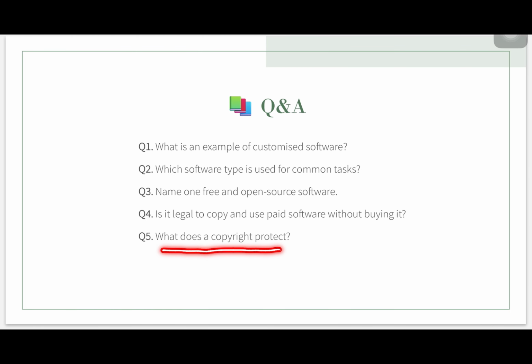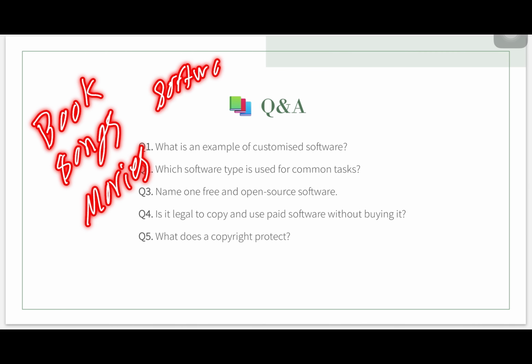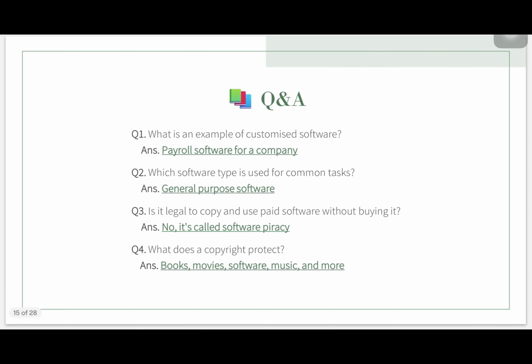What does copyright protect? What does it protect? Just one minute ago we saw what? Books, songs, movies and the last one is software, correct. There are more examples, but in your book only 4 examples are given. This protects, correct. See here, payroll, general purpose software, and piracy is what it is called when using software illegally. Then book, movie, software, music and more, correct.